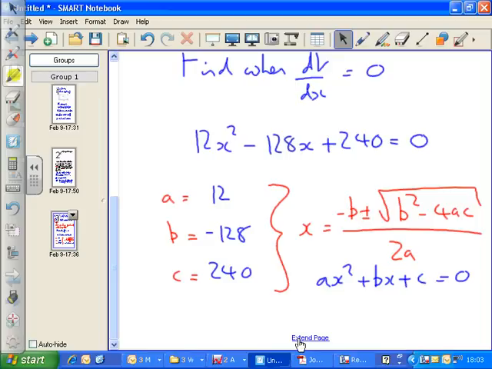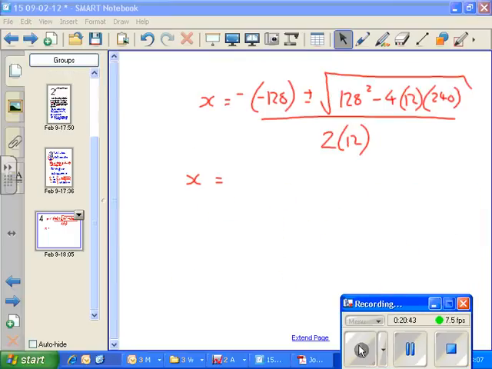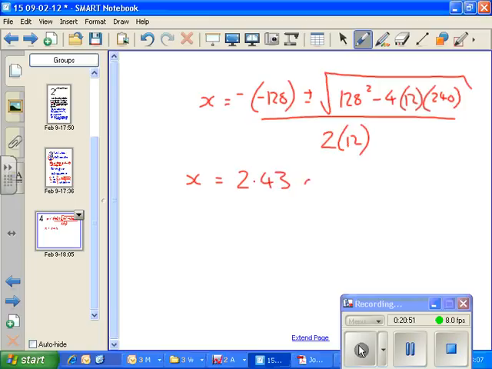So I'll pause the recording for a few minutes, plug these numbers into that formula and come up with the values for x. There'll be two values, don't forget, because whenever you solve a quadratic, there's two answers. So plugging the numbers into the formula, you get x equals 2.43 or 8.24. If you didn't get that, play with it later, but don't worry about that now, okay? So let's just move on.